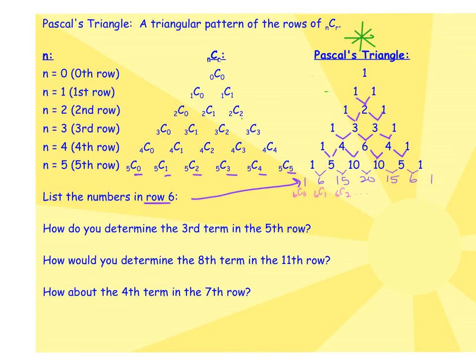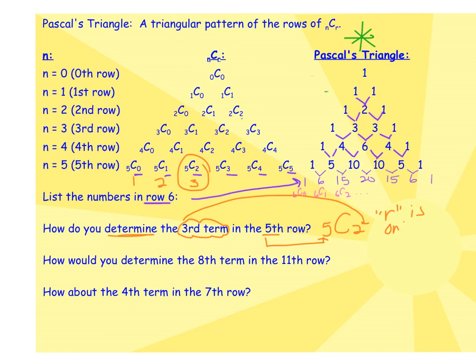All right, looking back at the big picture again. Specific terms in a given row. How do you determine the third term in the 5th row? If I look at the 5th row, count over 1, 2, 3, that's the answer you would have, 5C2. So the 5th row matches here, but if I want the third term, notice my R value is 1 less. So let's see if we can apply that. Let me try to get 1 less in there, and then we'll move on to the next example. There we go. R is 1 less.